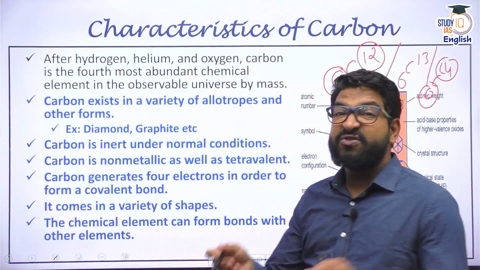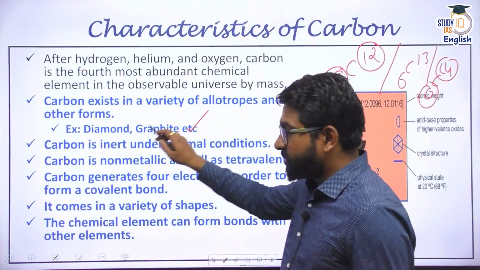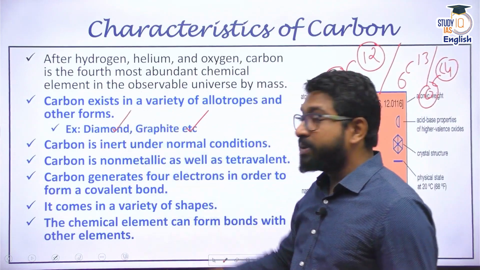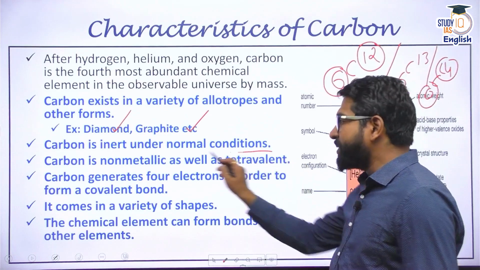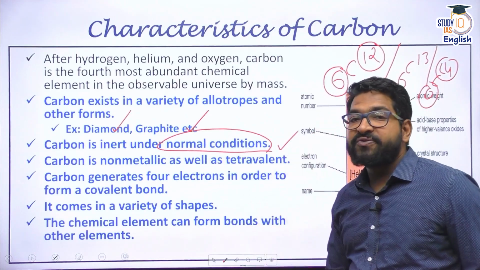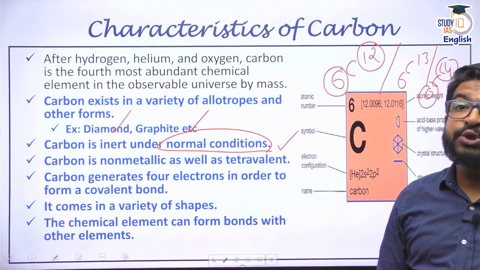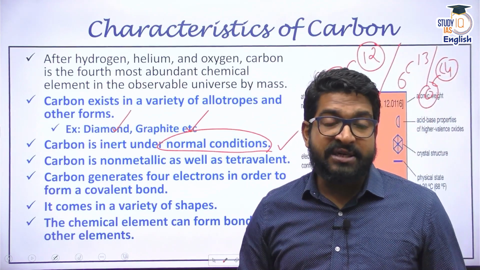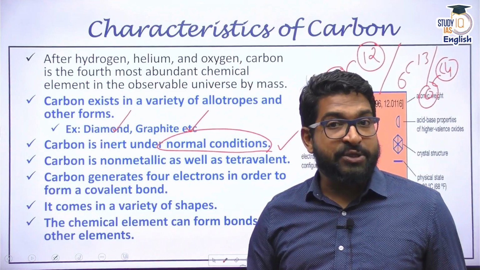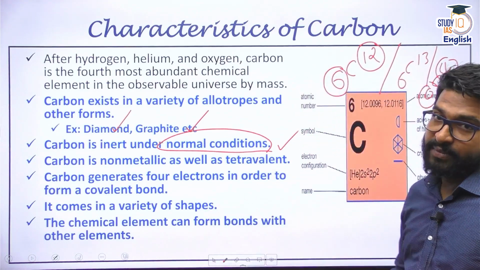Carbon is present in free form as graphite, in pressurized form as diamond. Carbon generally is very inert. Carbon is generally inert in normal conditions, but it forms different compounds. Carbon is non-metallic. Carbon is tetravalent, and tetravalency is one of the most important properties of carbon. We'll talk about that in some time.